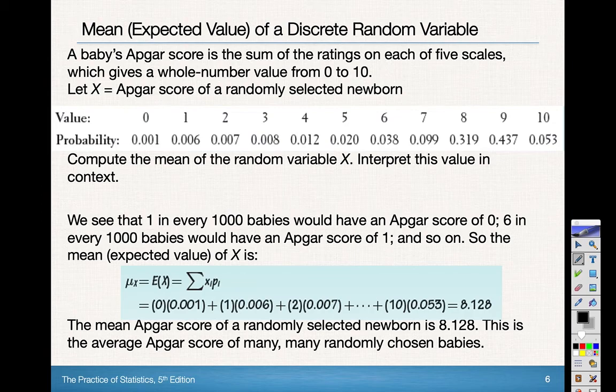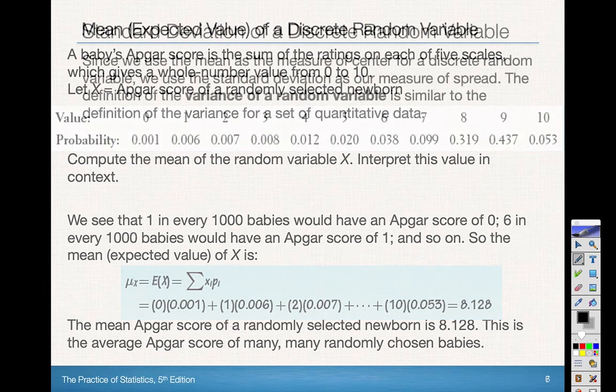The mean APGAR score of a randomly selected newborn is 8.128. This is the average APGAR score of many, many randomly chosen babies. So the mean of a random variable, you have to remember, is the average score over many, many repetitions. It does not mean that one baby will have an APGAR score of 8.128. No. It is the average score over many, many repetitions.